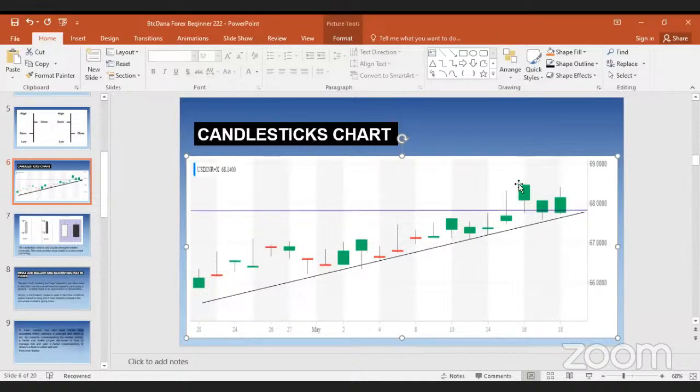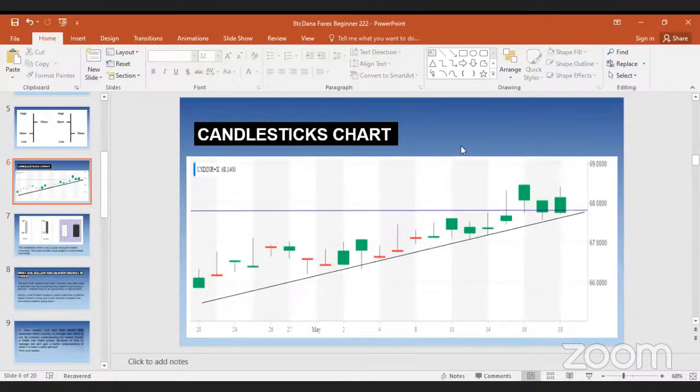Then we have this. You see, this market opens below here, then closes above here, forming this shadow, this stick for us. Now, this one is telling us this market is going to come down. This one is telling us this market is going to go up. This is where technical and fundamental analysis is very important.